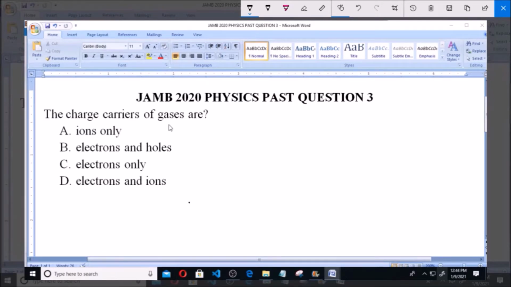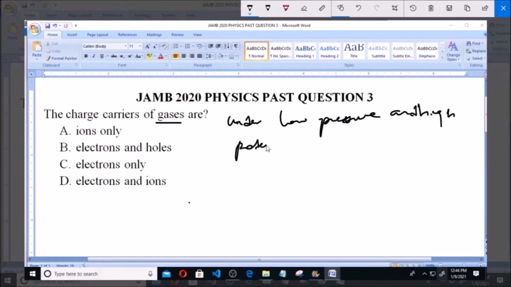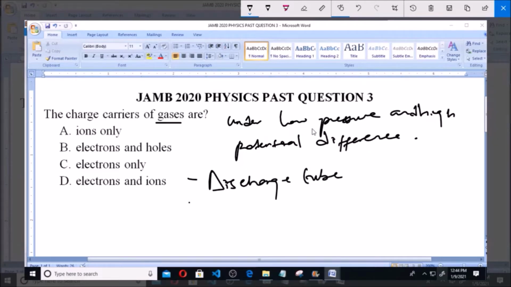Now, gases will only conduct electricity under low pressure and very high potential difference. A typical example of a setup where gases conduct electricity is the discharge tube. Now, at this condition, when the gas is set under a low pressure and a high potential difference, these gases break into ions. These ions might be negatively charged ions or positively charged ions, and also they break into free electrons.